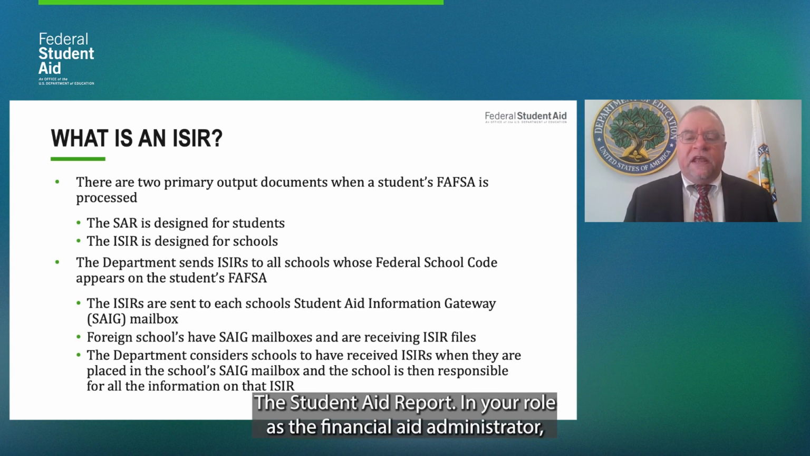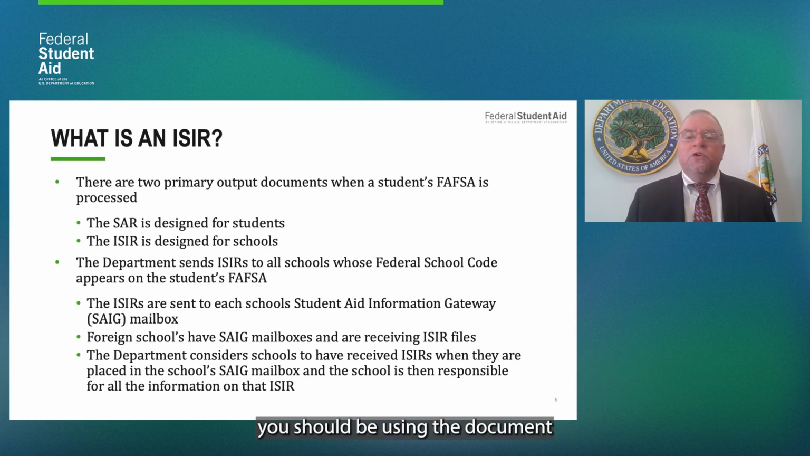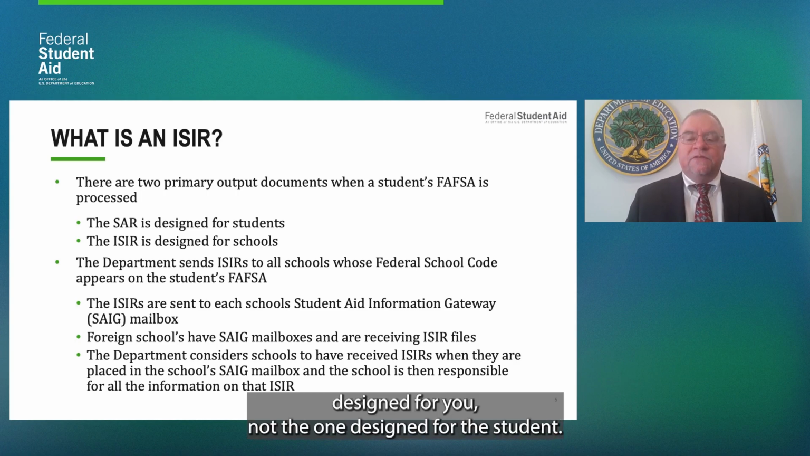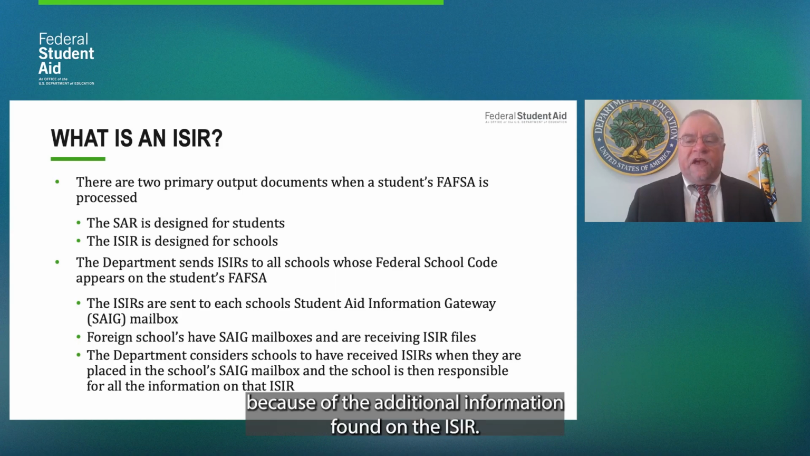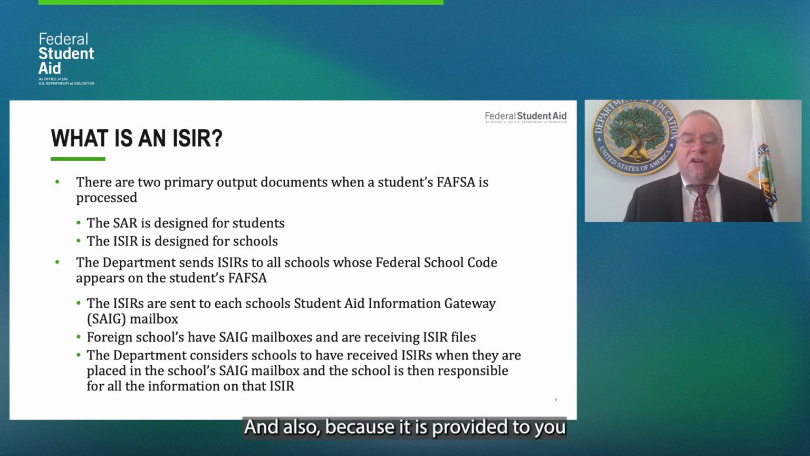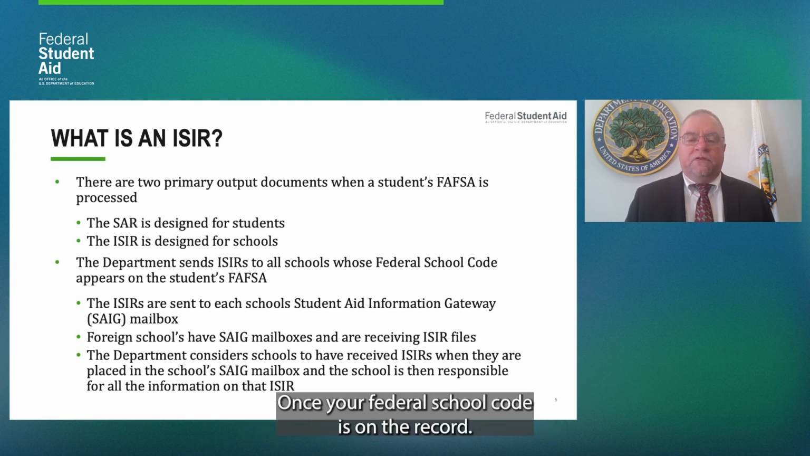In your role as a financial aid administrator, you should be using the document designed for you, not the one designed for the student. Although it is permissible to use the SAR to determine student aid eligibility, it is preferable to use the ISIR because of the additional information found on the ISIR, and also because it is provided to you automatically in your SAIG mailbox once your federal school code is on the record.